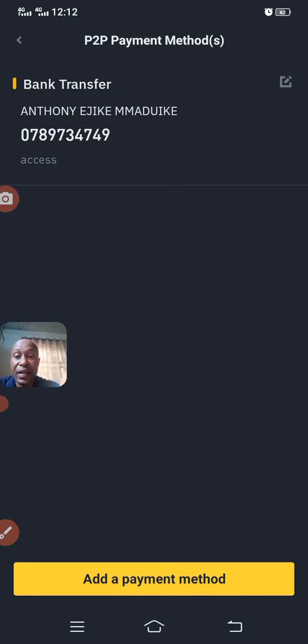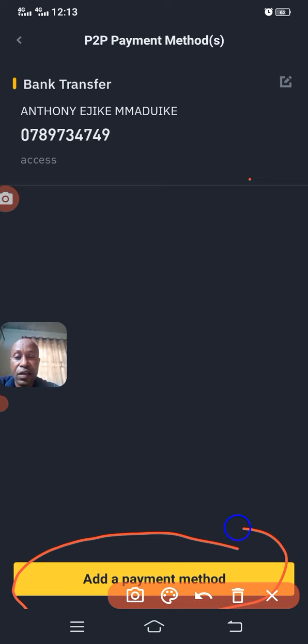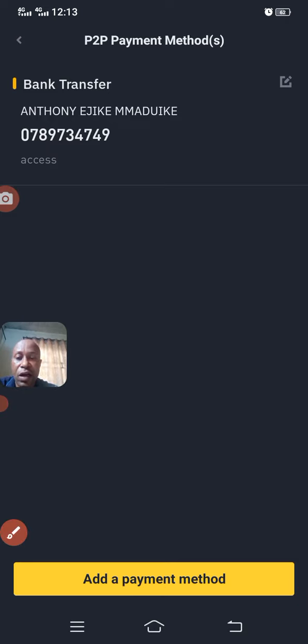You can see mine has been added. I've added mine. My account is Access Bank. You can see my name there, Anthony Ejike Madike. Now, if I want to add additional bank details, all I need to do is to click here where you are seeing this. Once I click there, I can add an additional bank account. Let's assume I want to add an additional bank account, I just click on that area.